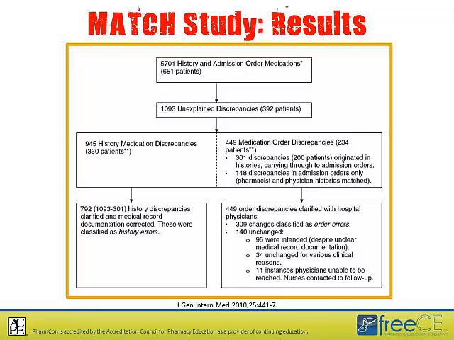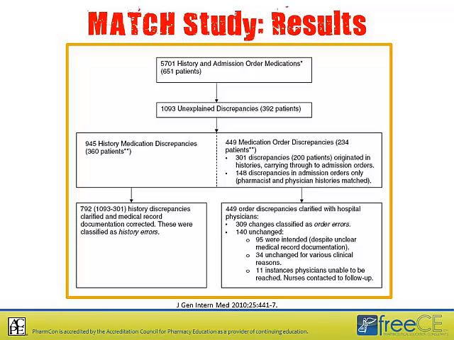So there were 945 medication history discrepancies in 360 patients and 449 medication order discrepancies in 234 patients. Now they did break these down further and classify them a little bit further. So there were 301 discrepancies that originated in histories and then carried through to the admission orders. And then there were 148 discrepancies in the admission orders only, so the pharmacist and the physician histories matched.